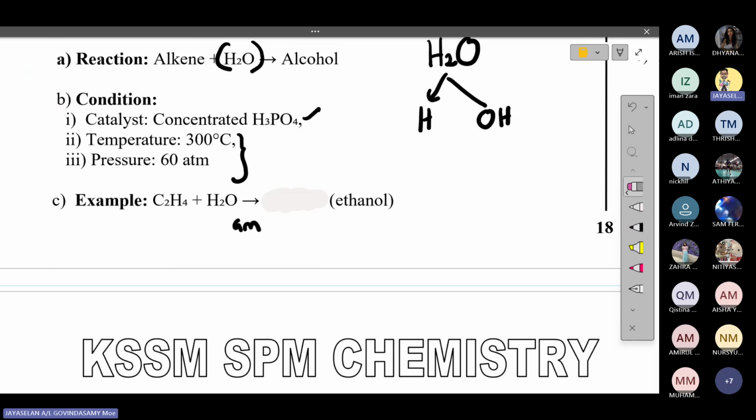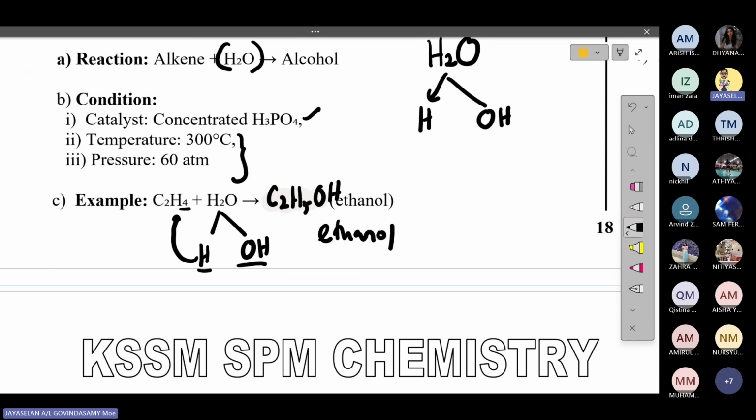Okay, how to do it? So we do this. Break HOH like this. This H combines here. C2H4 plus 1 is 5. Take the OH, put behind. That's all. What is the name of the alcohol? Ethanol. You guys already know how to name, right? Okay, ethanol. Any question? No question.